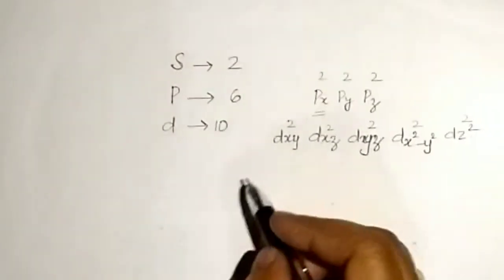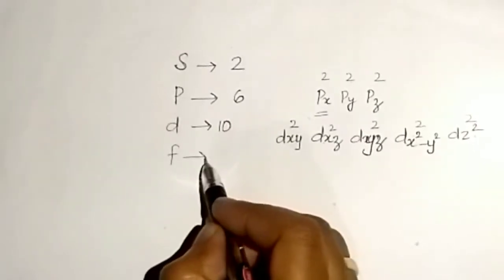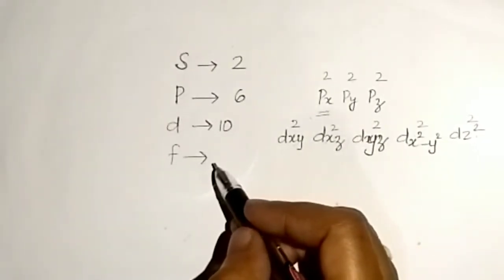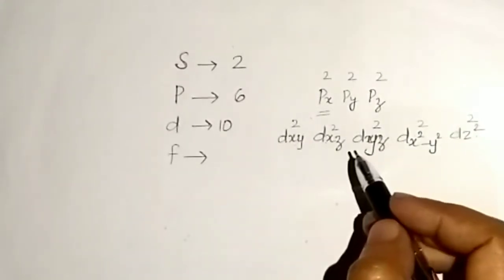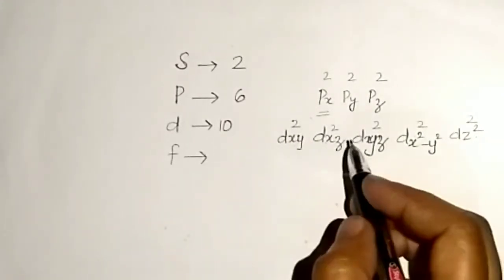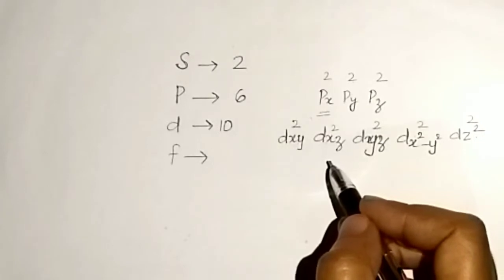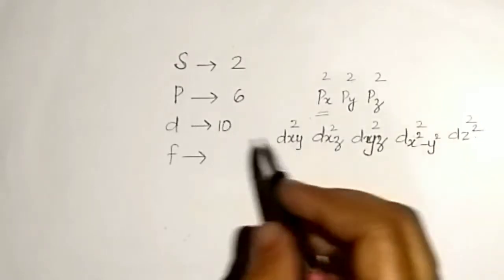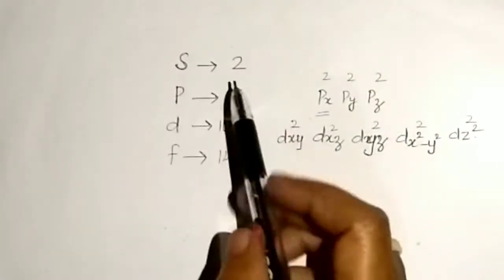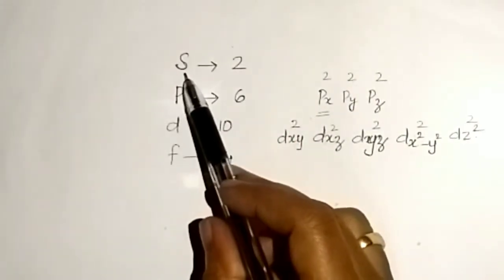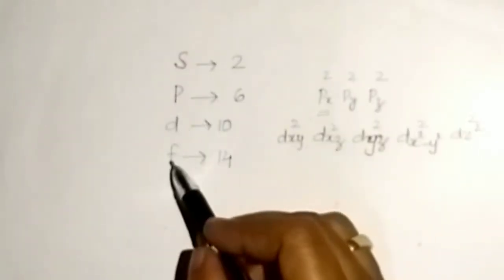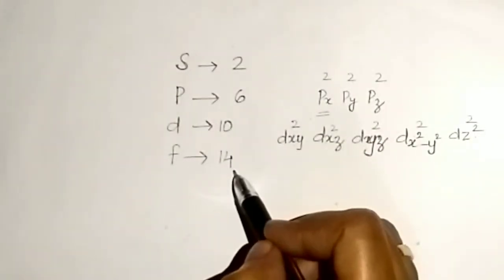Then the f orbital has a highly complicated, complex structure. The f orbitals have 7 possible orientations, and in one orbital 2 electrons are accommodated, so the maximum number of electrons is 14. So in the case of s, 2 electrons; p, 6 electrons; d, 10 electrons; and f, 14 electrons.